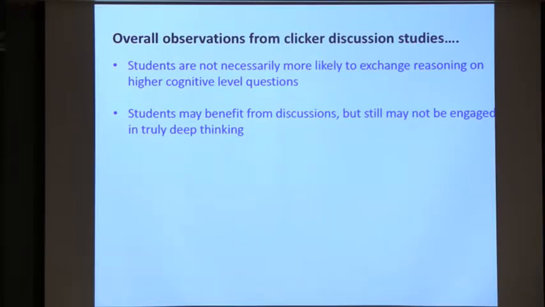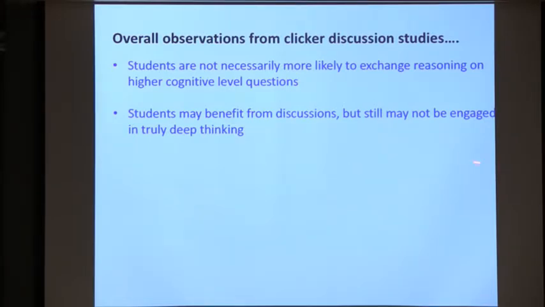That may be because it was lost on them, like it was too sophisticated for them, or it might just be that they actually are more likely to talk about the details of some mechanism that's more like a memorization question, because they know it already, or they don't know it, so it's easier for them to exchange reasons. But we thought this was interesting because ultimately we want students to be able to answer these higher cognitive level questions. Maybe we're not preparing them as well as we should be if we're asking a lot of clicker questions that are just memorization based.